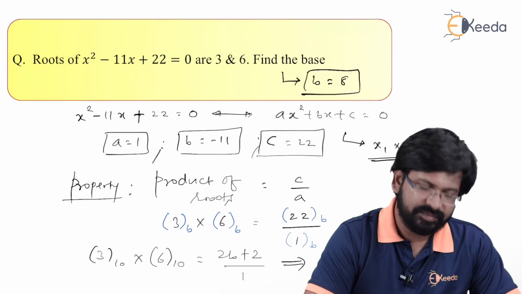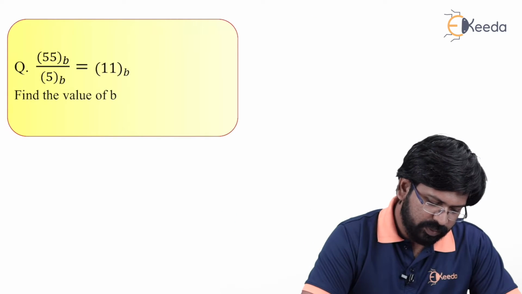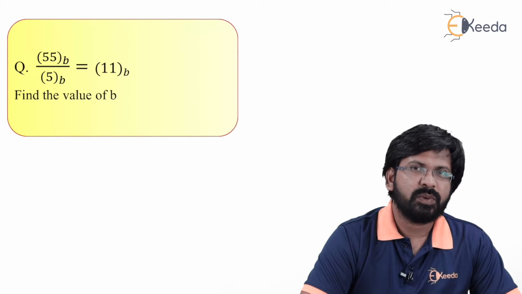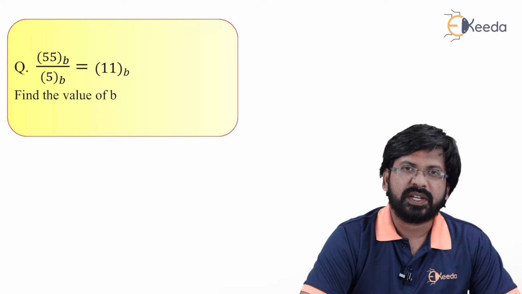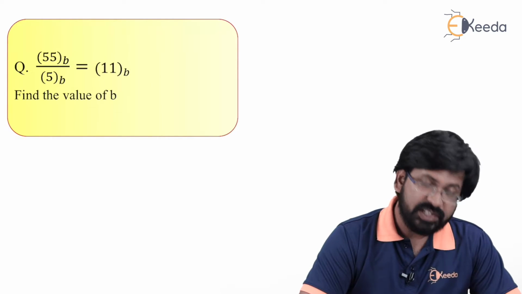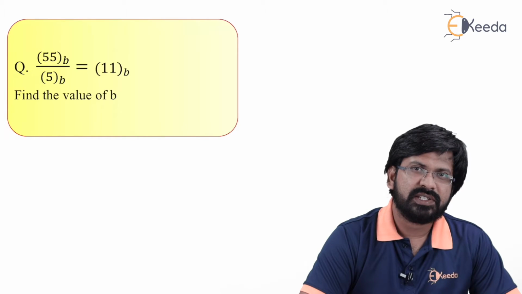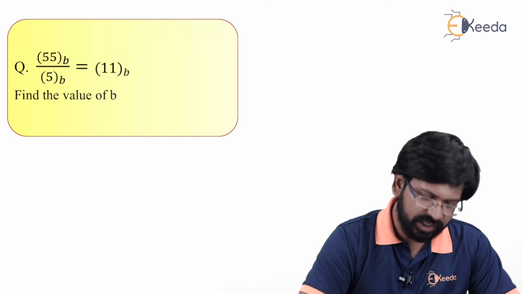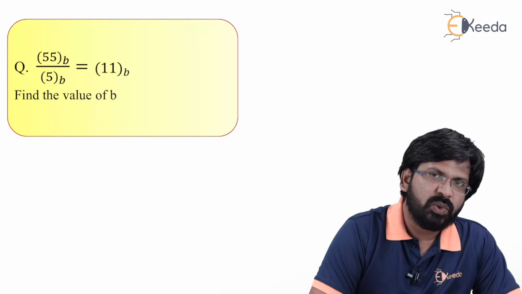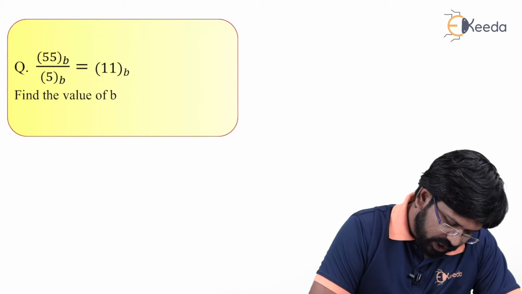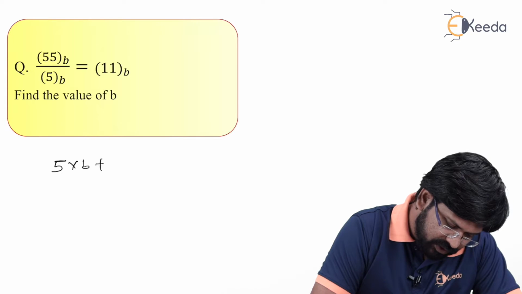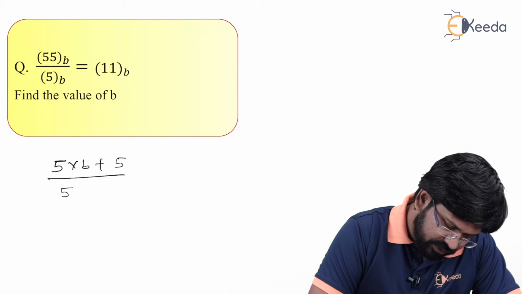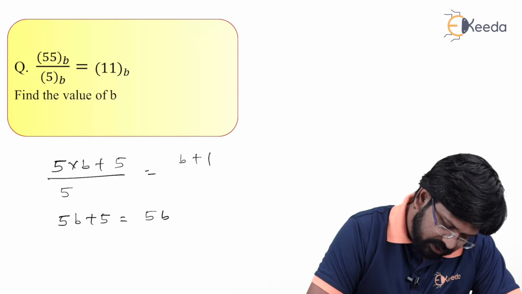Let's move to the next problem. 55 to the base b divided by 5 to the base b is equal to 11 to the base b, and find the value of b. It's my experience whenever I ask this problem to students is, sir, naturally the base is 10. But wait, let's try to solve it by the conventional method and then we will come to the conclusion. Alright? So convert the given expression, that is the whole expression, into the respective decimal. So I can rewrite this as 5 into b plus 5 divided by 5, which will be equal to b plus 1. So this will be equal to 5b plus 5, which will be 5b plus 5.